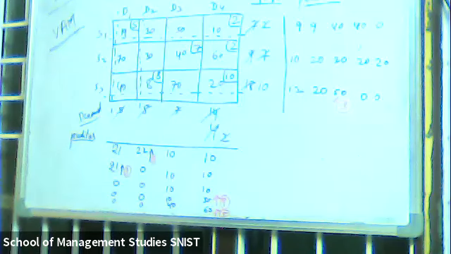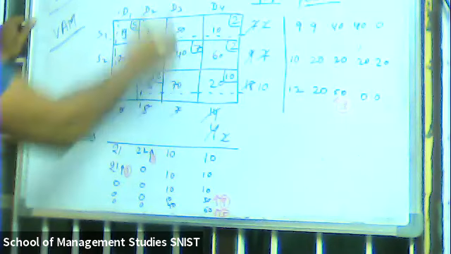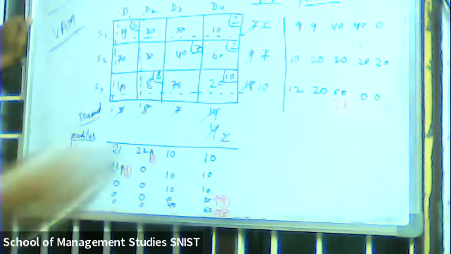Sir, but the D3 column we didn't get cancelled. Where? D3, sir. 7 is done, so by default it will be cancelled because 7 is allocated. Sir, I didn't get clarity. That is what I'm asking.